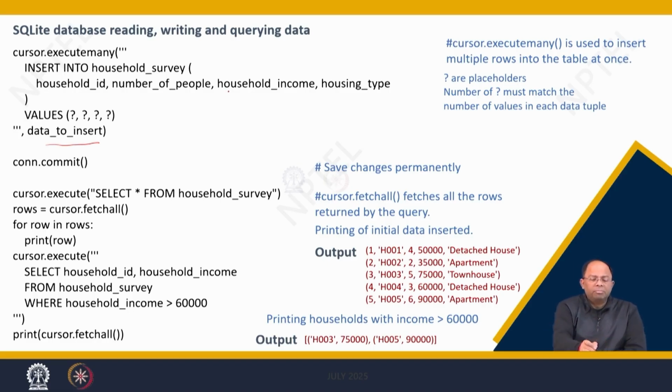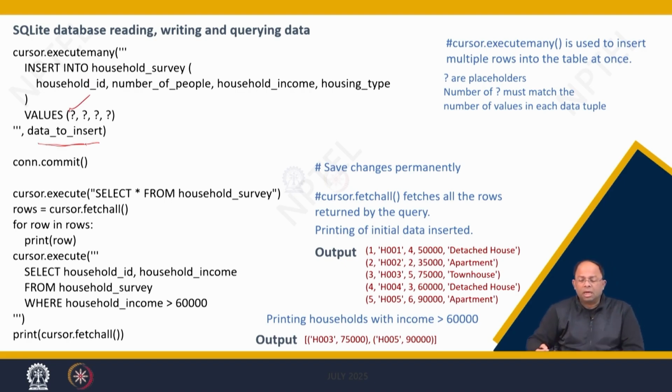Household ID, number of people, household income. First, it specifies in which columns the data would be incorporated, then how many data would be incorporated. So, these question marks are nothing but placeholders. Sometimes we use ampersand, sometimes we use percentage signs, sometimes here we have used a question mark sign. And then what data is to be inserted?